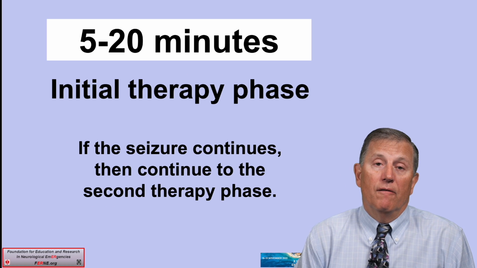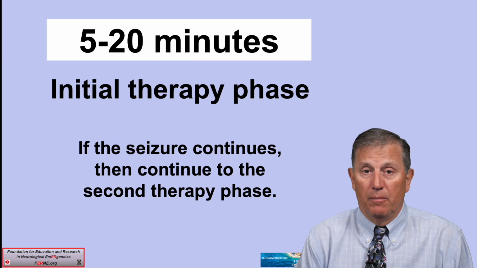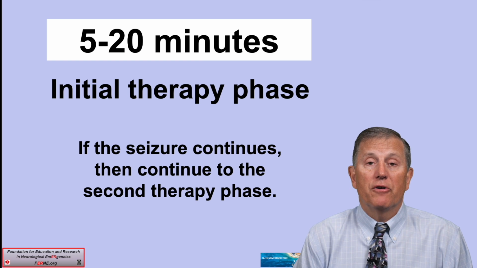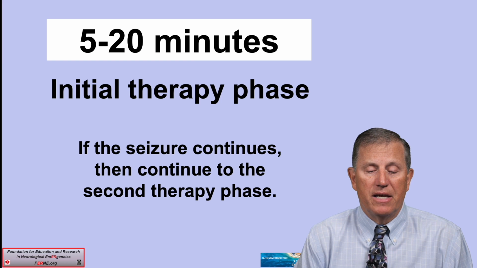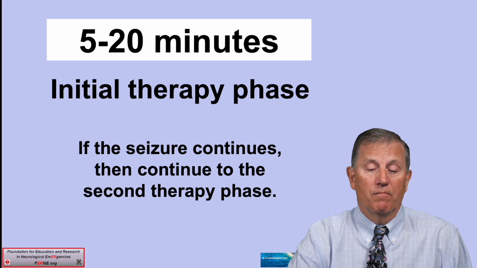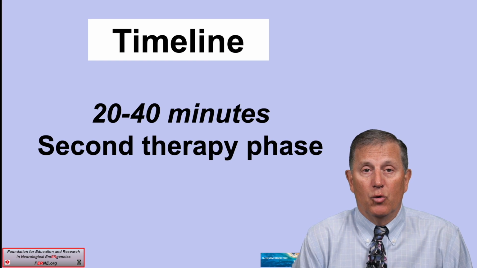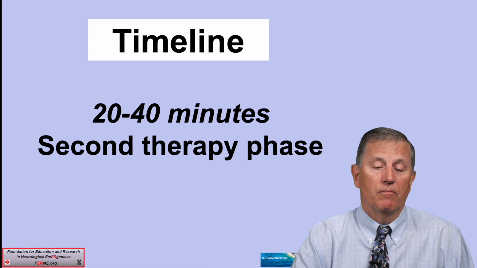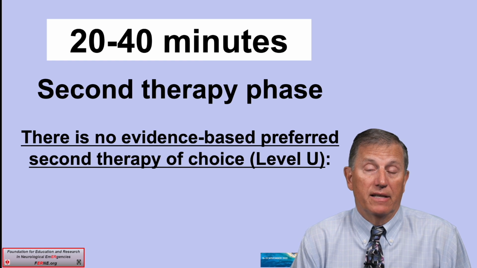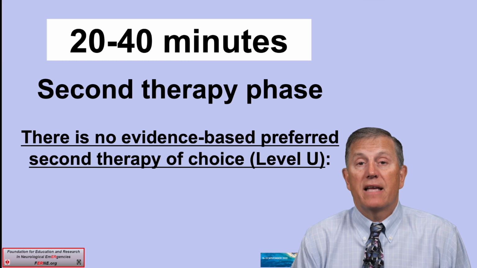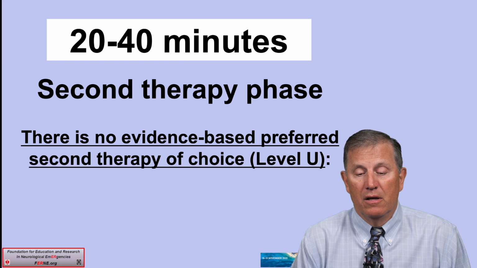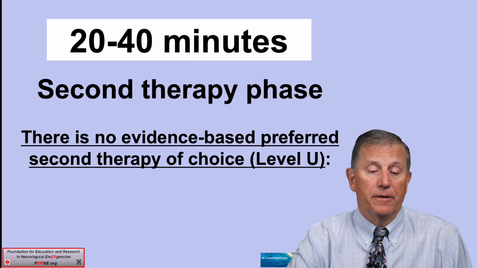If at the end of this 5 to 20 minute phase, which understandably could take a short amount of time longer, the seizure and status epilepticus persists, then it's important to continue to the second therapy phase. The second therapy phase is intended to occur between 20 and 40 minutes. When discussing anti-epileptic drugs that can be provided during this second therapy phase, there is no evidence-based preferred second therapy of choice, so the level of support is undetermined.